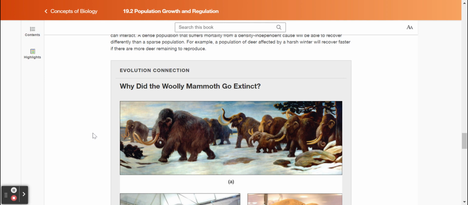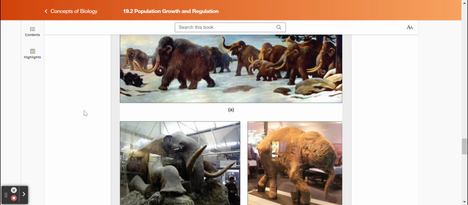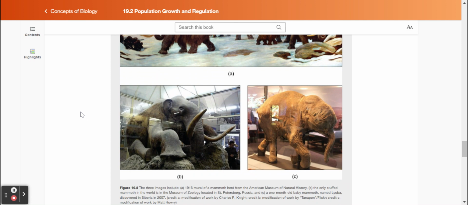Evolution connection. Why did the woolly mammoth go extinct? Figure 19.8. The three images include A, a 1916 mural of a mammoth herd from the American Museum of Natural History, B, the only stuffed mammoth in the world in the Museum of Zoology located in St. Petersburg, Russia, and C, a 1-month-old baby mammoth named Lyuba discovered in Siberia in 2007.